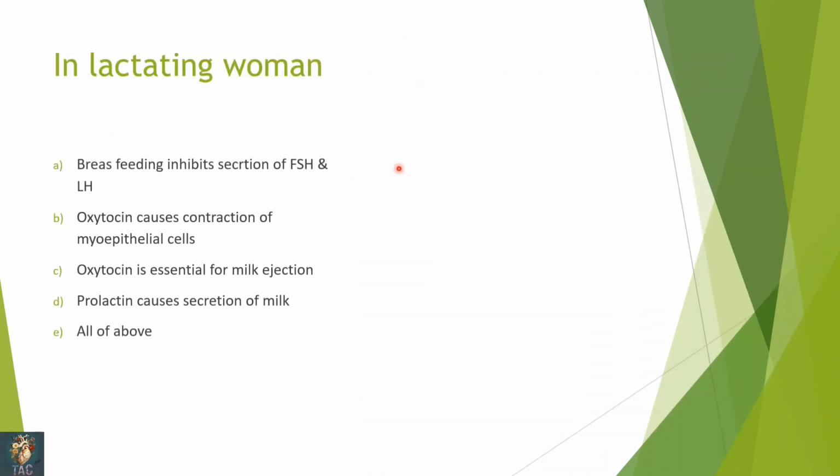Next is, in lactating women, breastfeeding inhibits the secretion of FSH and LH. Oxytocin causes contraction of myoepithelial cells. Oxytocin is essential for milk ejection. Prolactin causes secretion of milk. All of the above. So all of these options are correct. So E is the correct option.